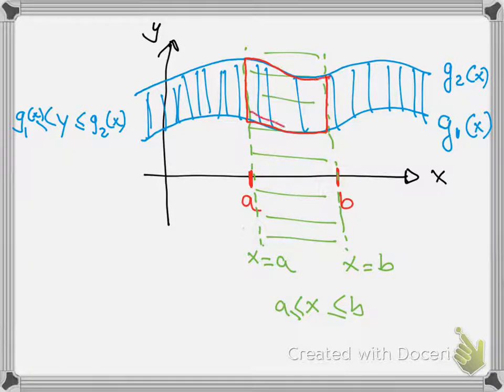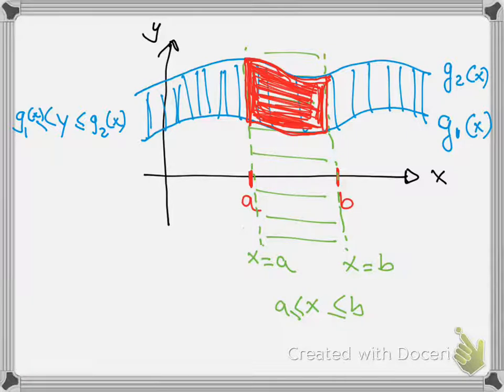It will be this region here. And of course, it's not necessarily a rectangle, right? It depends on the graphs of g1 and g2. So this is not necessarily a rectangle. It could be anything here, okay? So that's what I mean by a general region. It could be any random region, okay?